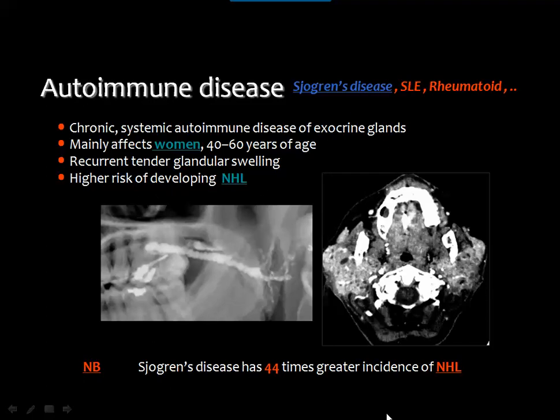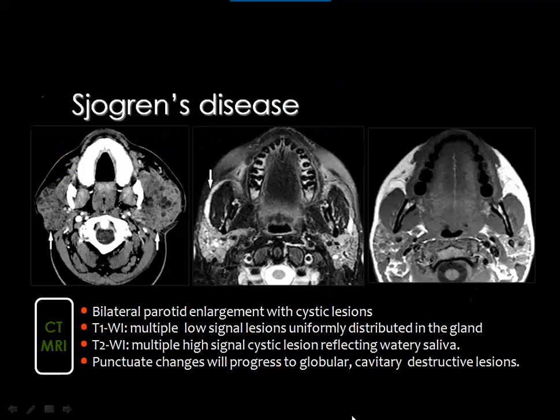It is stated in the literature that Sjögren disease has a 44 times greater incidence of non-Hodgkin lymphoma in the parotid region. For the diagnosis of Sjögren disease, you should have bilateral enlargement of the parotid glands containing many small cystic lesions. The cystic lesions will appear hypodense on the CT, as you can see here. They appear low signal in the T1 and high signal in the T2 weighted images.